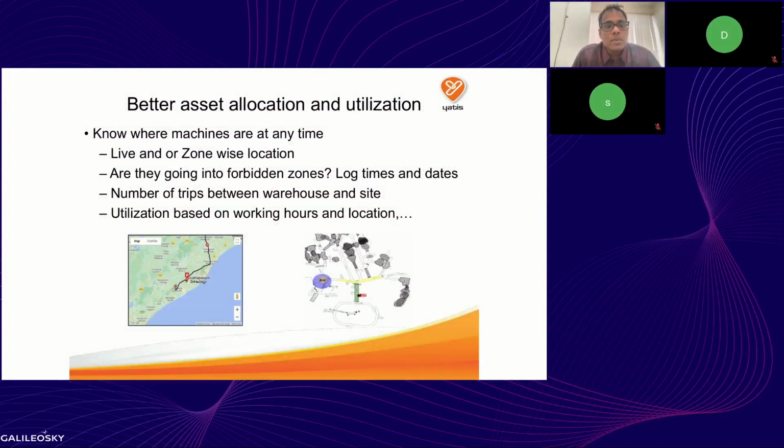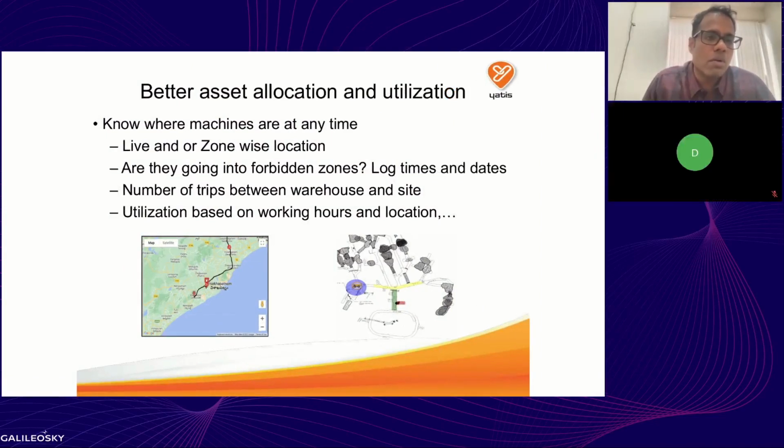The other item is to understand the asset allocation and utilization. First things first, you've got to know where all your vehicles are. You could know the zone-wise location, so you could have very customized zone definitions for your platform, for your applications. You could know if your vehicles are going into forbidden zones. You could have times of when that happened, dates it happened, and the time spent in each of those zones.